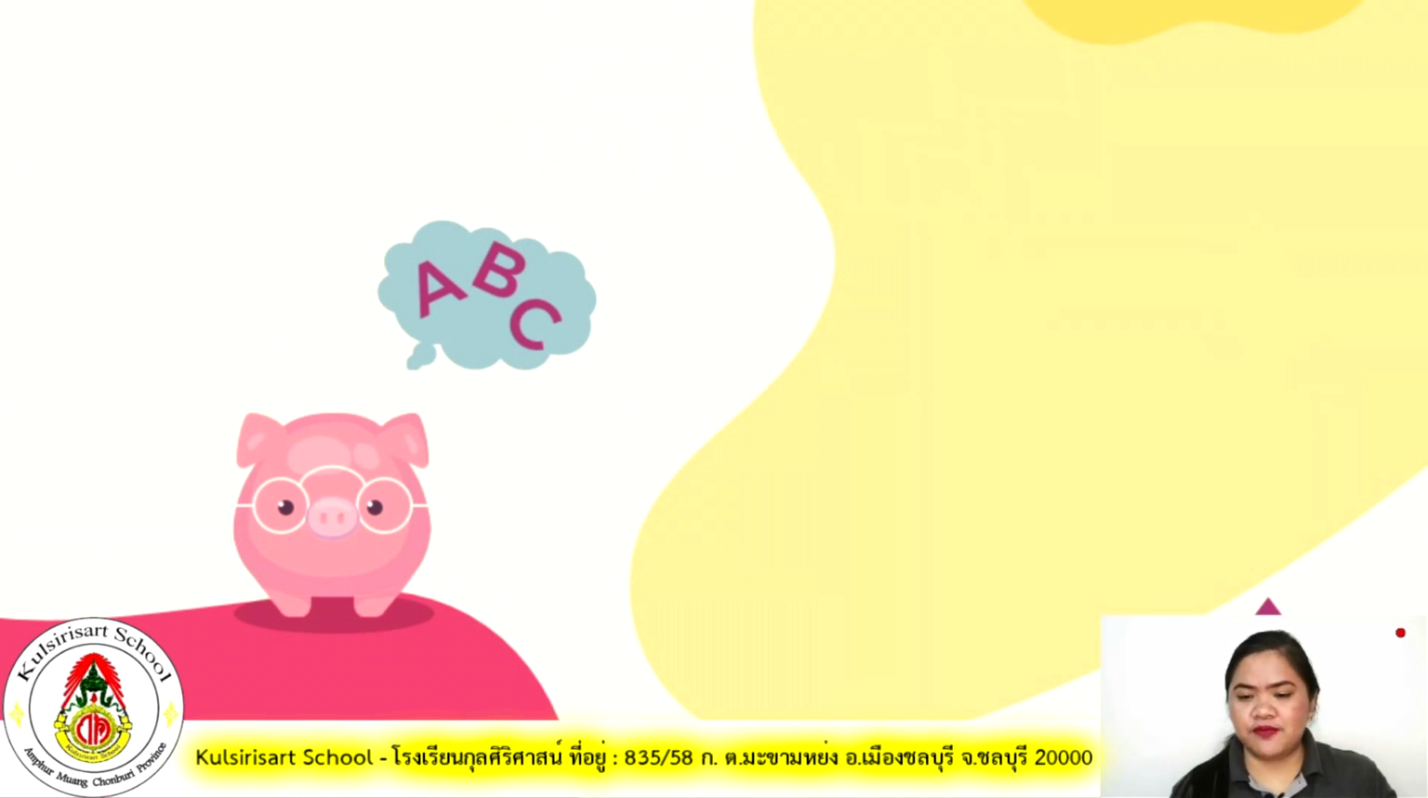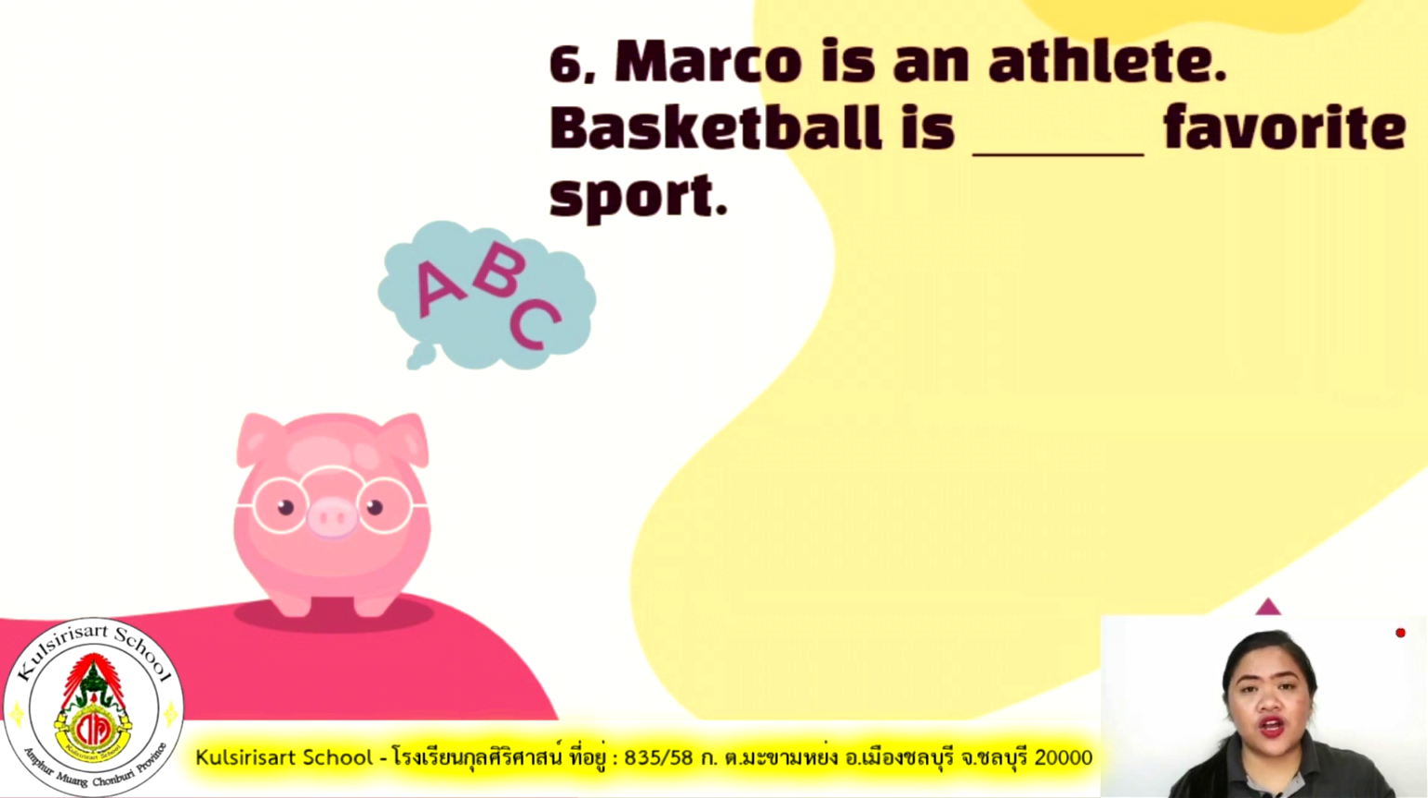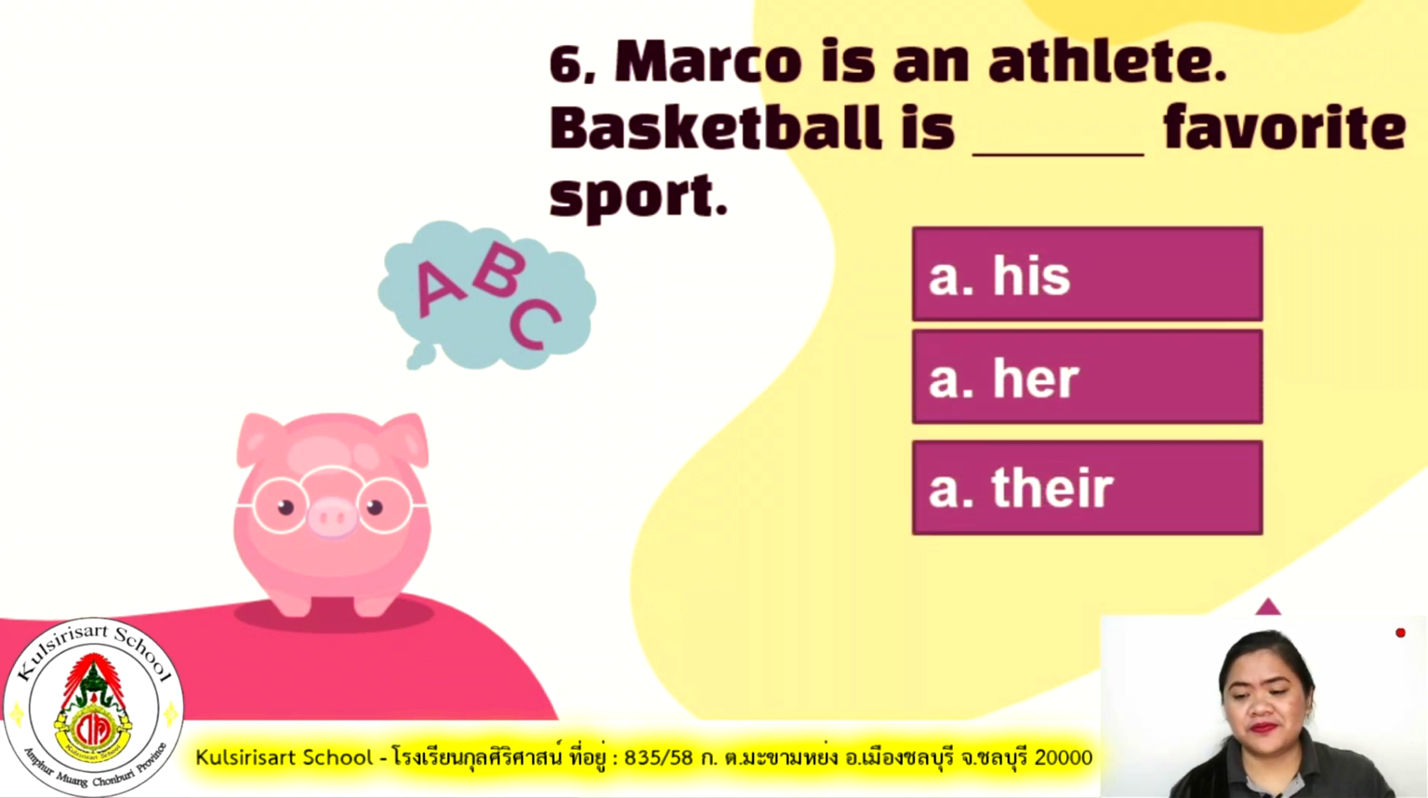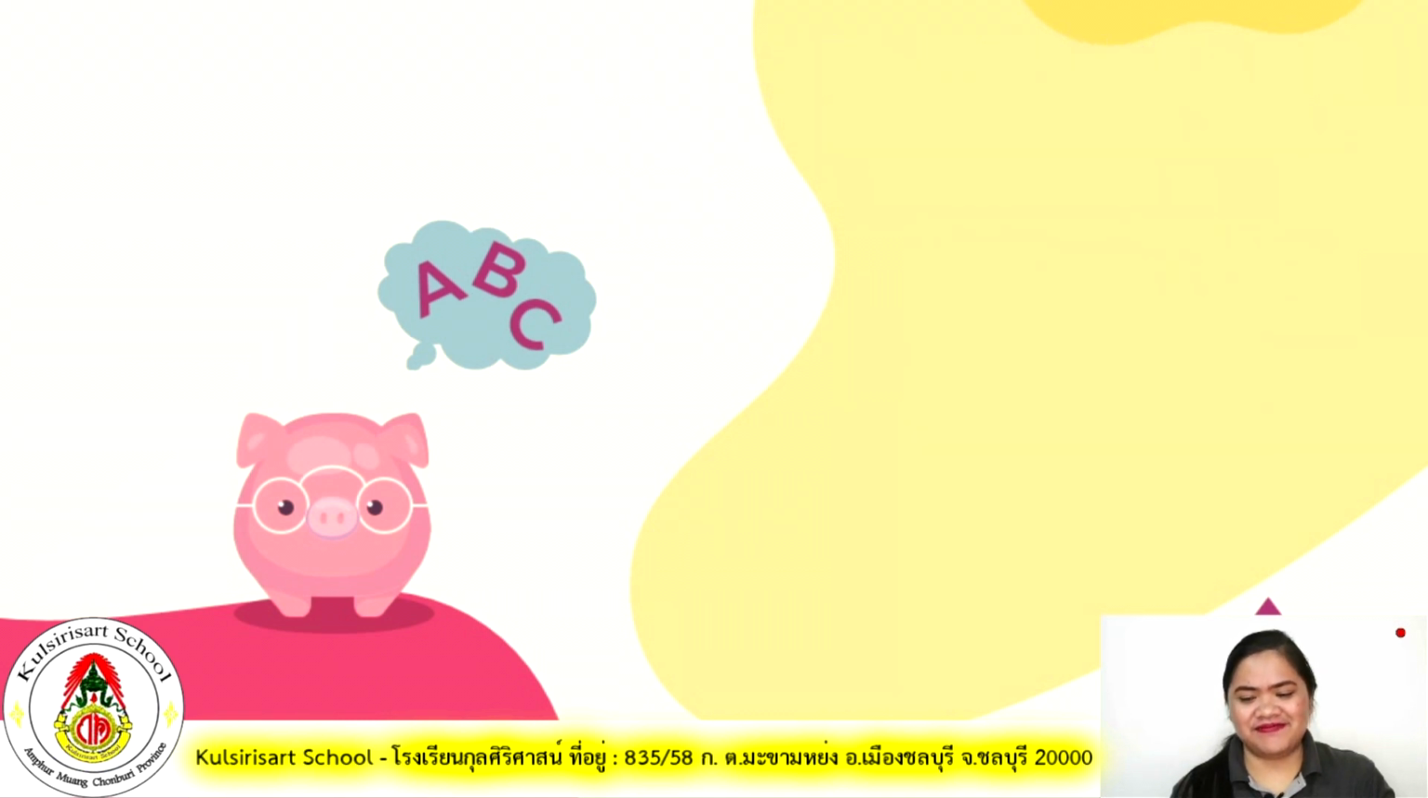So next, we have Marco is an athlete. Basketball is blank favorite sport. Marco, is it a boy or a girl? Okay, a boy. So if it's a boy, what are you going to use? Very good. The word his as the possessive adjective in this sentence.